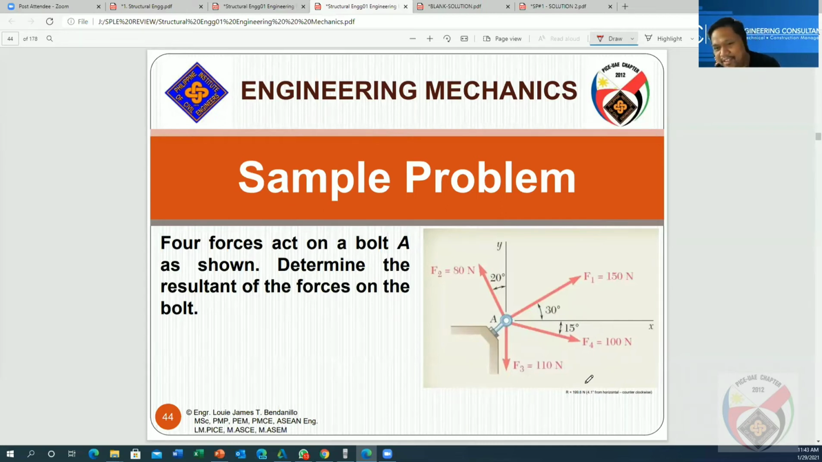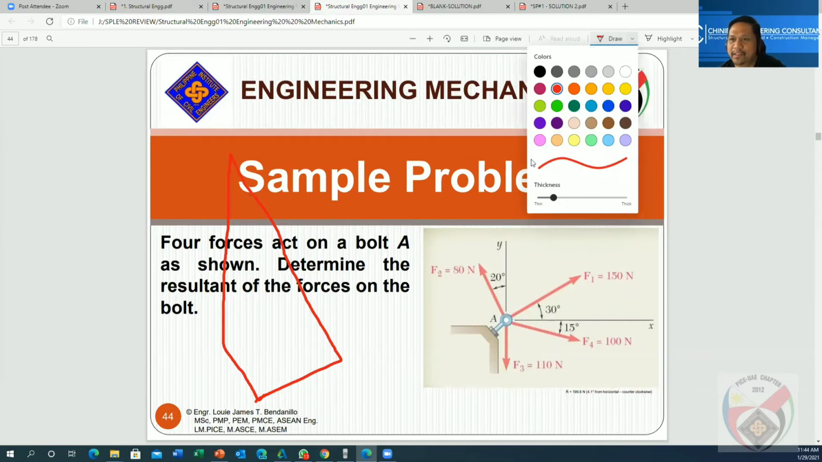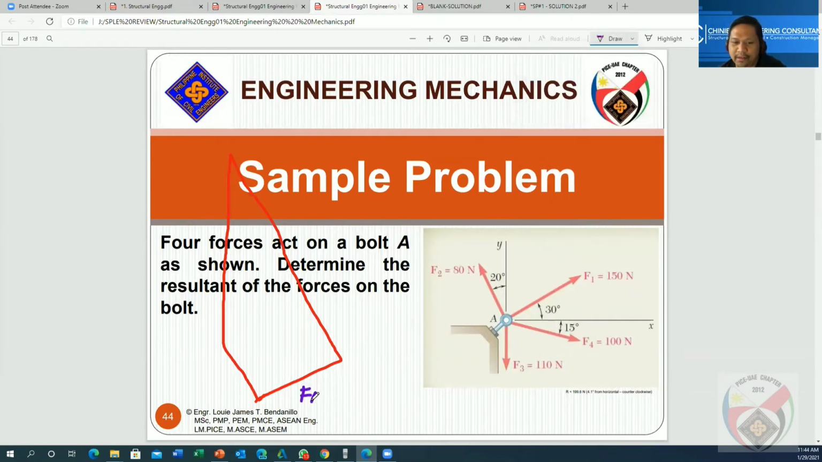Bakit? So if you're going to use the closed polygon, parang ang dami mong hindi triangle, for example, in this problem. Okay? So if we will start with F1, F1 is going there, F2 is going there, F3 is going down, then F4 is going here. So this is F1, this is F2, this is F3, and this is F4. So hindi siya triangle, di ba?